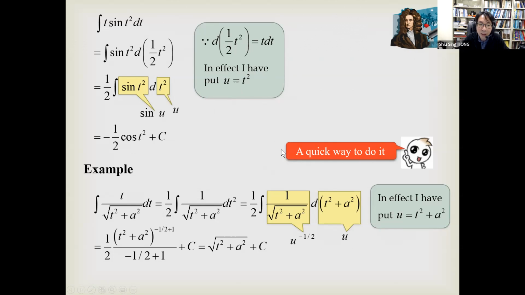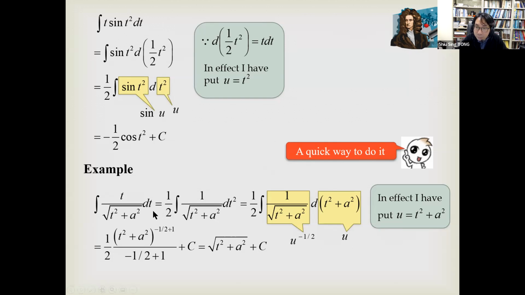Now another integral that commonly appears in physics looks like this: square root of t squared plus or minus something. Maybe not square root. Maybe it is t squared plus a squared raised to some power. The power may be positive, negative, or fraction. And then you multiply by t, you do the integration. How do you do this kind of integration?